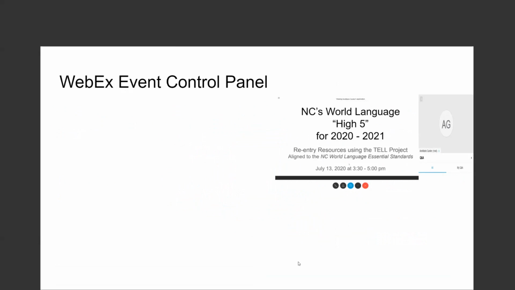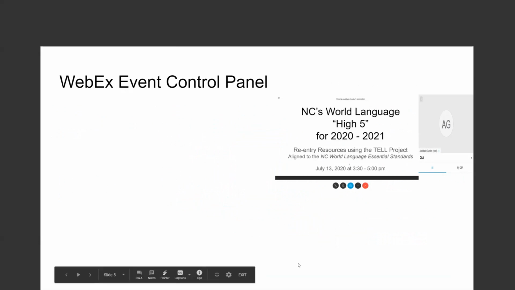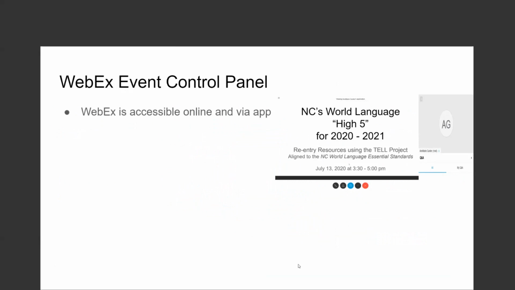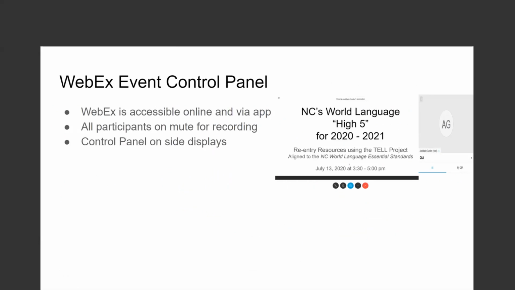As we get started here, I want to make sure everyone knows what's on their WebEx event control panel. You see a screenshot of what you should have probably on the right-hand side, although it does vary a little bit depending on what device or browser you're using. But WebEx is accessible online and via the app, so you might have used the app as well. As I said before, all participants are on mute for recording purposes. Your control panel on the side displays things like the host or speaker information, so you can see the names of who's presenting today.